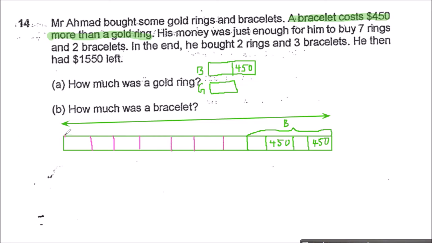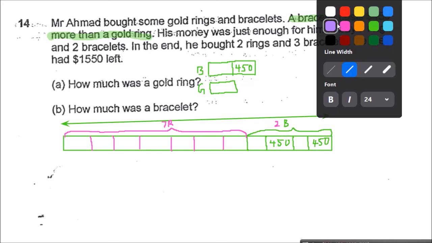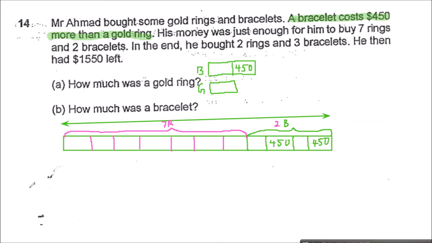Okay, so let me just indicate this will be the 7 rings. Okay, and this will be the 2 bracelet. Then after that, in the end, he only bought 2 rings. So what is it that he bought, right? He bought only 2 rings. So 2 rings, what I'll do is that I'll just draw this.